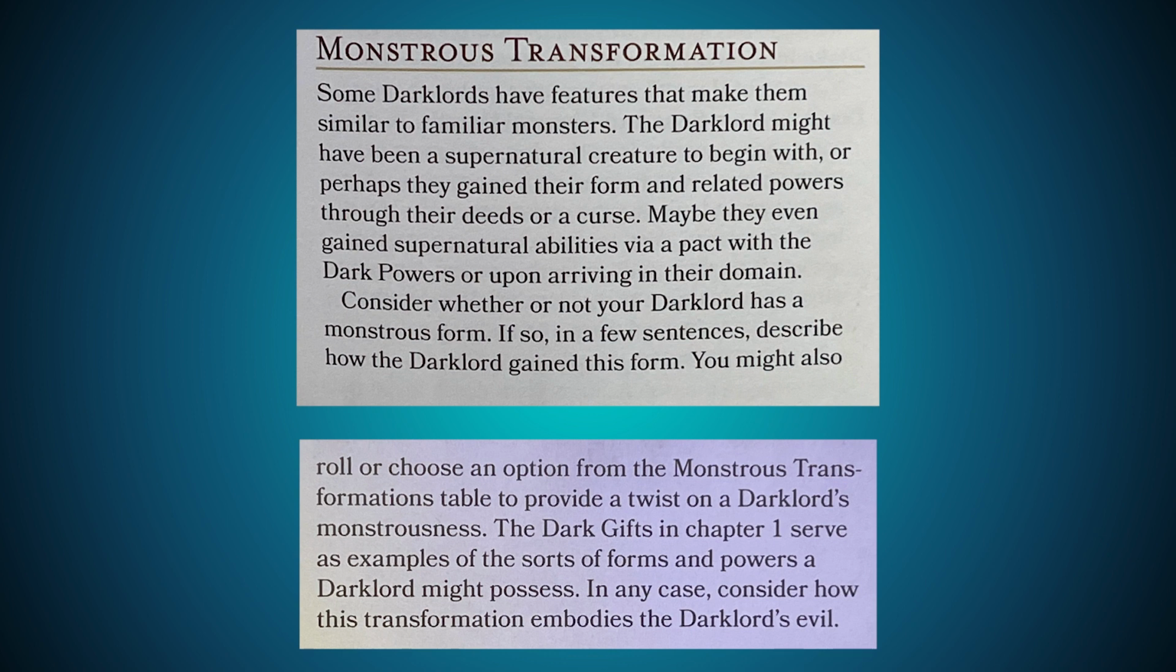You might also roll or choose an option from the monstrous transformation table to provide a twist on a Darklord's monstrousness. The dark gifts in Chapter 1 serve as examples of these sorts of forms and powers a Darklord might possess. In any case, consider how this transformation embodies the Darklord's evil. The monstrous transformation table is a D10.